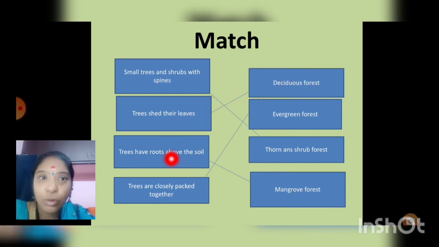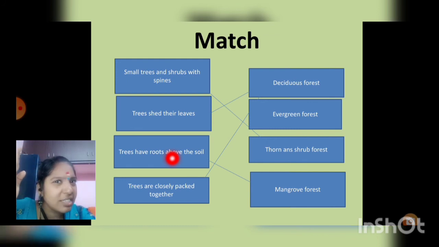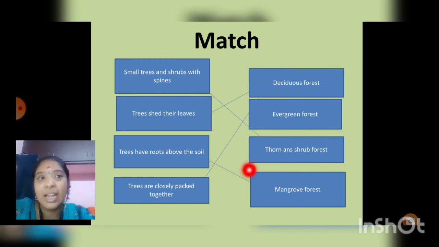Trees have roots above the soil. I have given an example for you, Pichavaram. What forest is it? Yes, I can hear you answering. It's nothing but mangrove forest. Mangrove forest is the right answer.